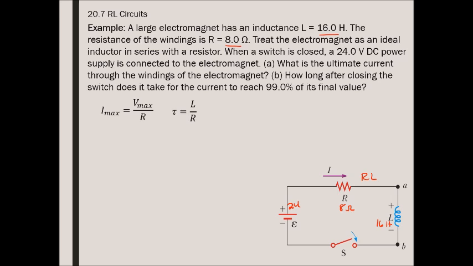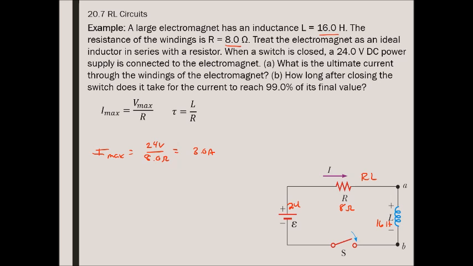The first thing we want to do is just find the maximum current from Ohm's law. So I max is equal to 24 volts divided by the resistance of the circuit, and that gives us 3.0 amps.